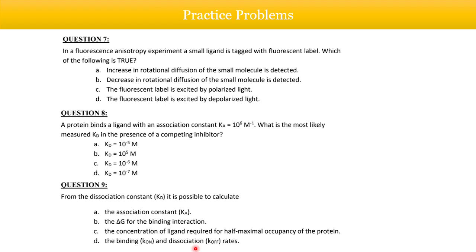From the dissociation constant, it is possible to calculate what? The association constant, the delta G of the binding interaction, the concentration of the ligand required for half maximal occupancy of the protein, the binding on and off rates. So over here, more than one option can be correct. So which of them is?